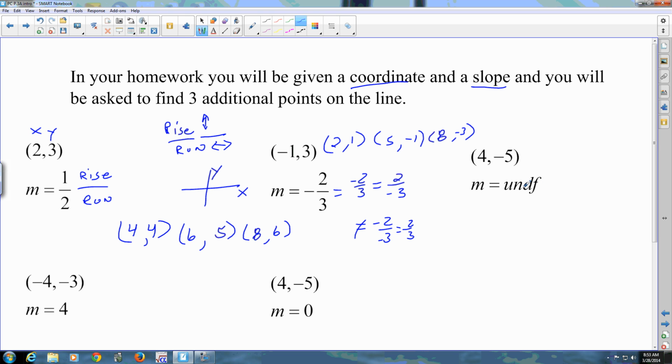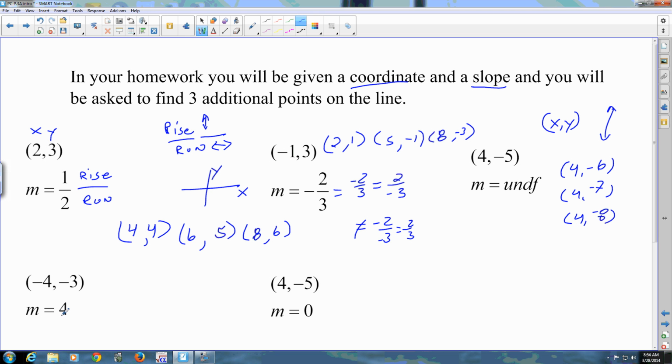Okay? An undefined slope. Well, remember, once again, that's going to create a vertical line. If you're going vertical, who's changing, your x or your y? The y value changes, because it's an up to down motion. So you're going to have 3 coordinates where the x value is the same. Then pick any numbers you want, negative 6, negative 7, negative 8, whatever you want to put there. It doesn't matter, as long as the x is 4.